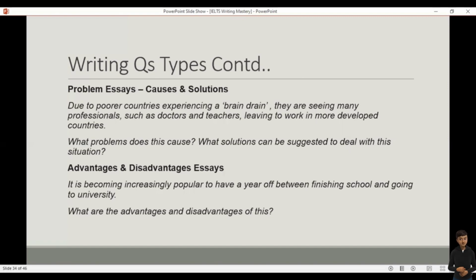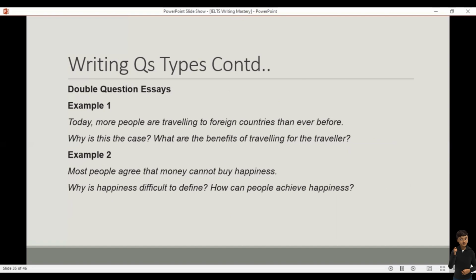Number 4, we have advantages and disadvantages essay. It is becoming increasingly popular to have a year off between finishing school and going to university. What are the advantages and disadvantages of this? So next we have double question essay. Today, more people are traveling to foreign countries than ever before. Why is this the case? What are the benefits of traveling for the traveler?